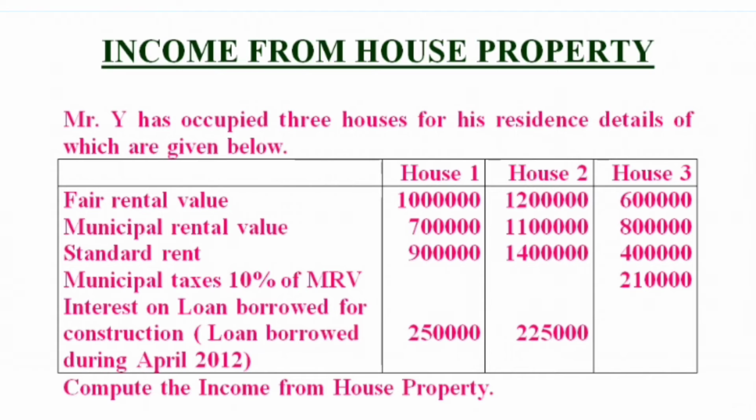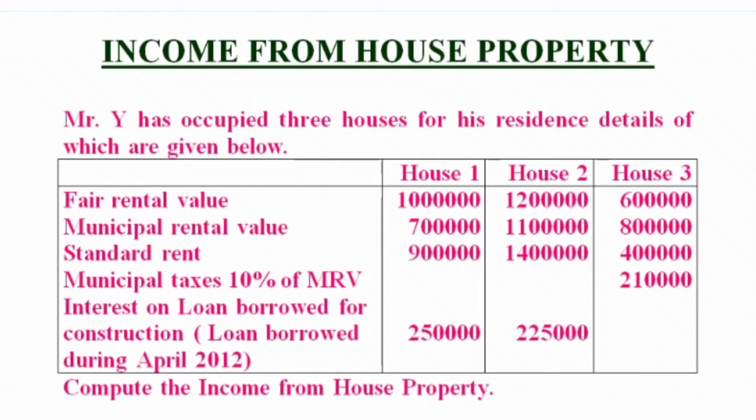So today what we are going to see here in income from house property is, 3 houses have been given and their information is given. With this we are going to compute the income from house property. Let's see the problem. Mr. Y has occupied 3 houses for his residential purpose, the details of which are given below.